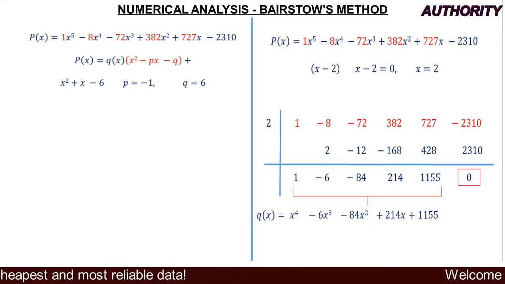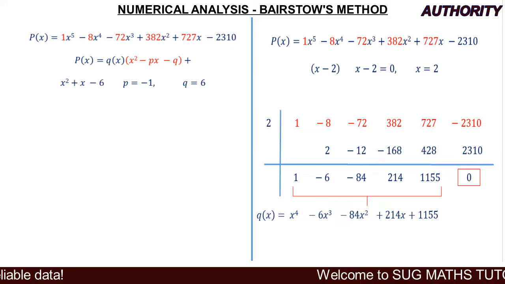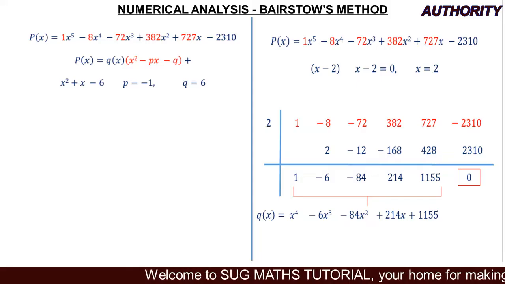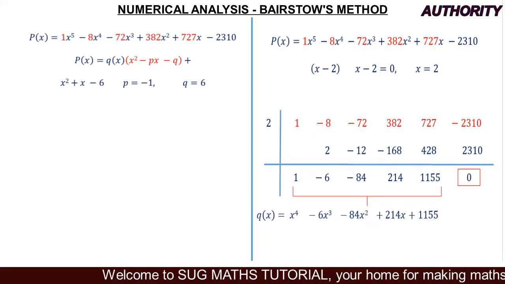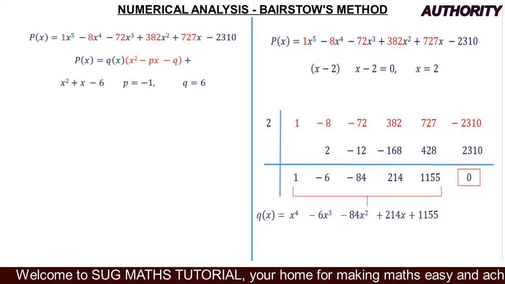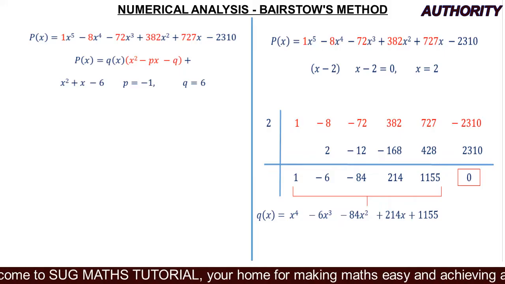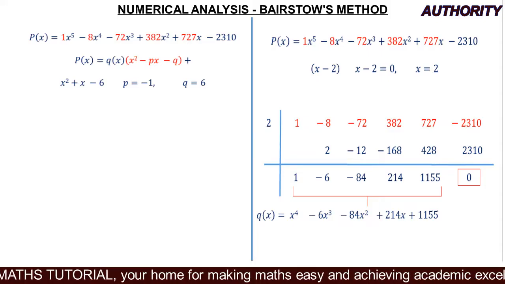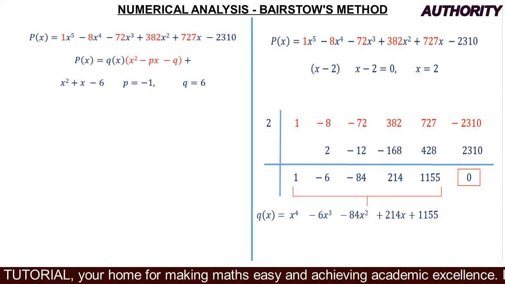divided by the quadratic polynomial, which is x squared minus px minus q. And then let's use, for instance, let our quadratic polynomial be x squared plus x minus 6. So when you compare the standard form of the quadratic polynomial, x squared minus px minus q, with the polynomial we want to use now, which is x squared plus x minus 6, what are you going to have? We will see that p is minus 1 and q is 6. Now, we can use synthetic division to find what the quotient is going to be.